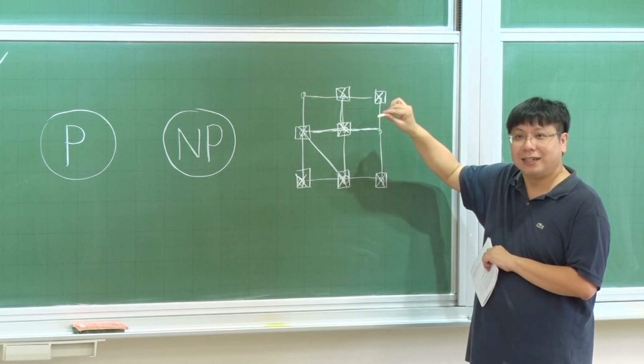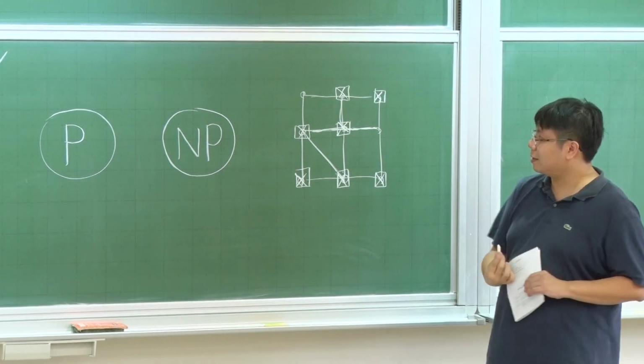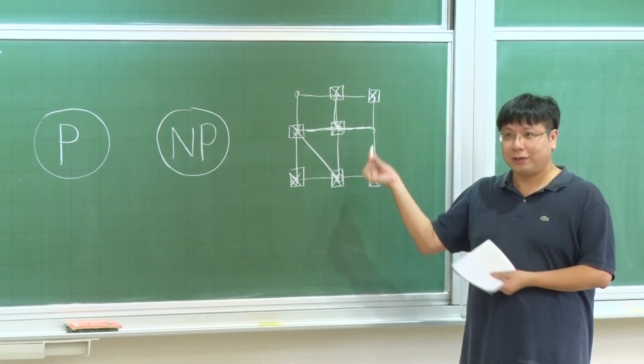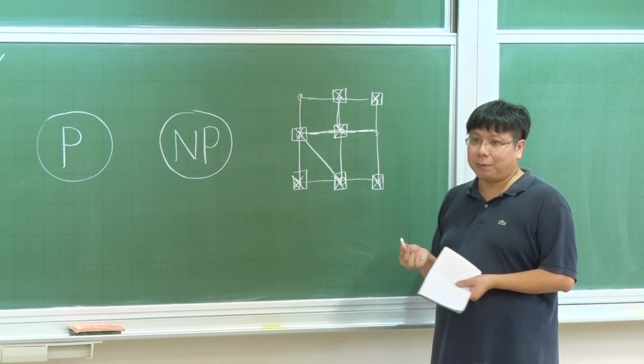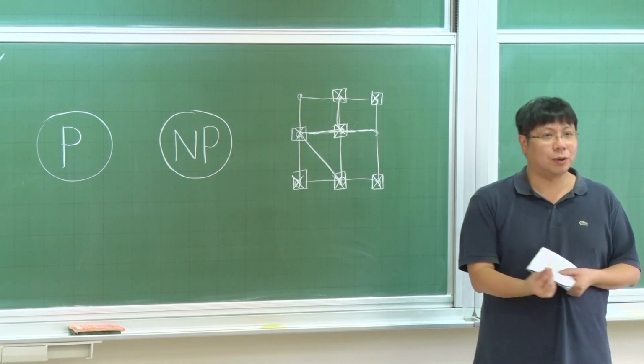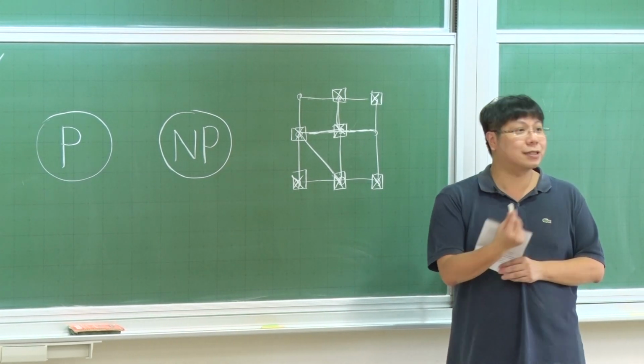Is that okay? So we want to ask, is 7 policemen enough for this map? If 7 is enough, maybe we can ask, is 6 enough, and so on and so forth. Is that okay? Do you understand the problem?